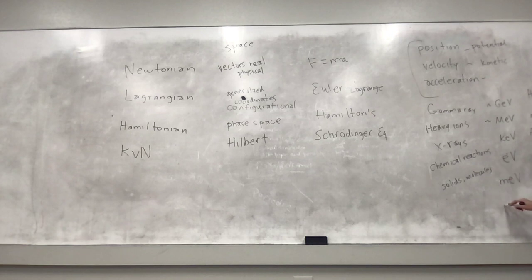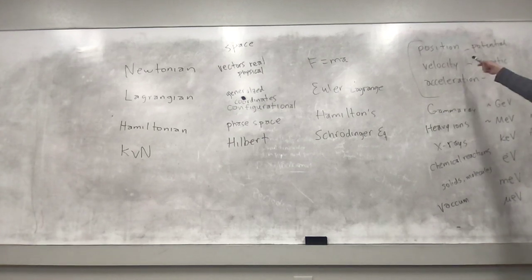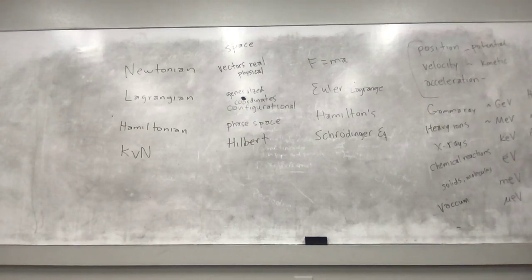If we go down another three orders of magnitude to micro electron volts, what is that? That is the vacuum of space. So again, we divide this in scientific fields. But ultimately, they are all about the position, the energy, and how the energy changes.